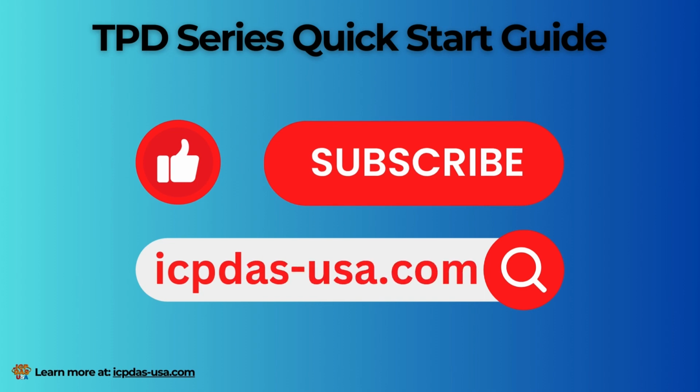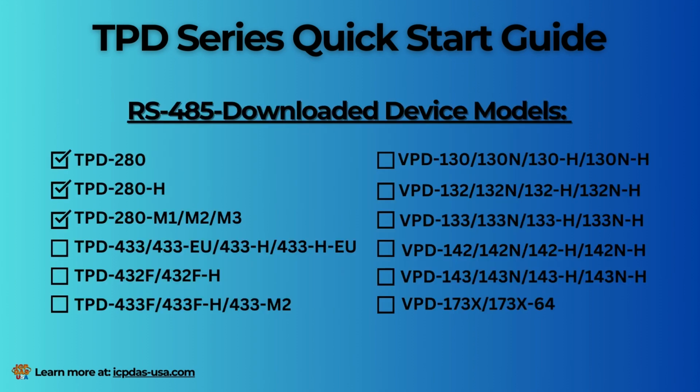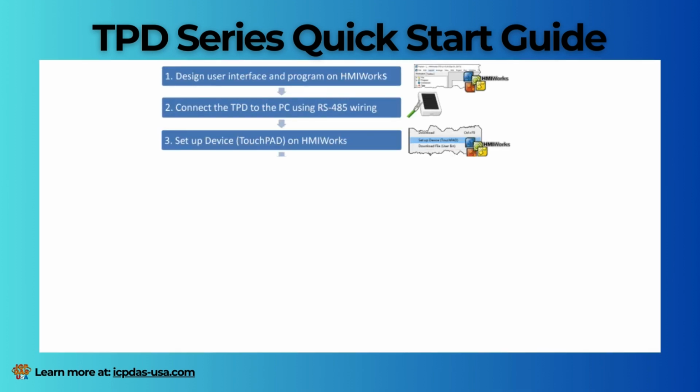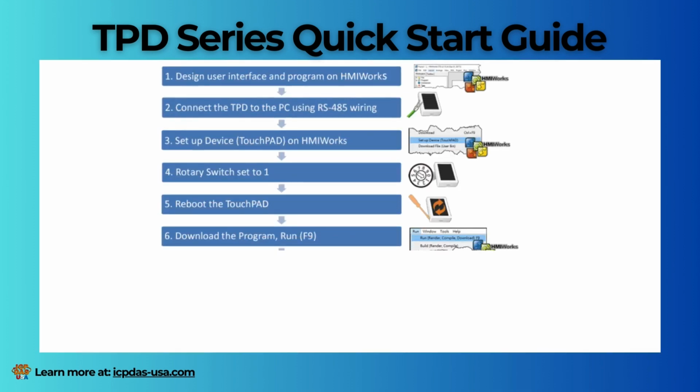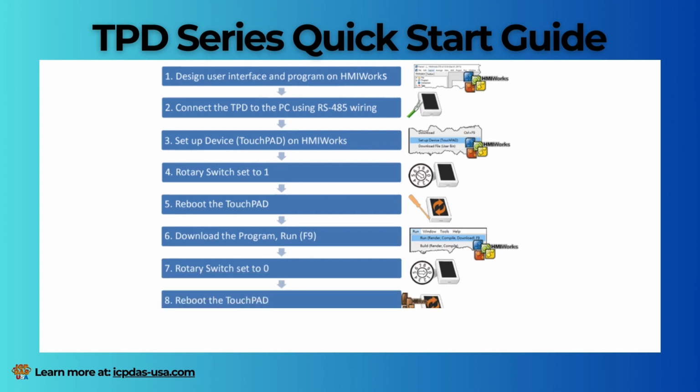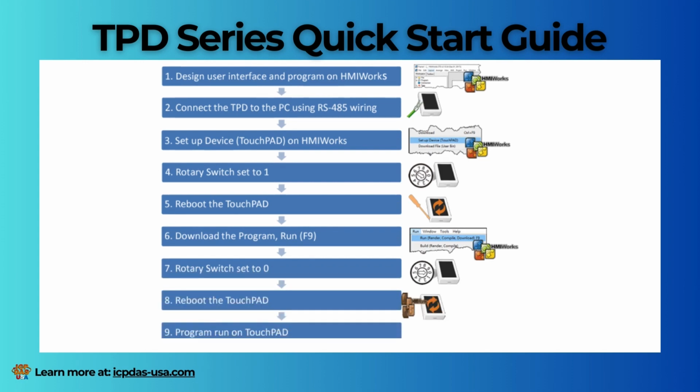All right, beginning with the RS-485 downloaded device setup. The following models use RS-485 to download the HMIWorks built-in applications: the TPD 280, the TPD 280H, the TPD 280 M1, M2, and M3. First, the applications are downloaded through RS-485, and the following flowchart describes the downloading procedure.